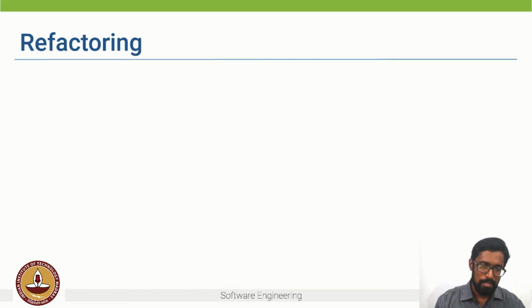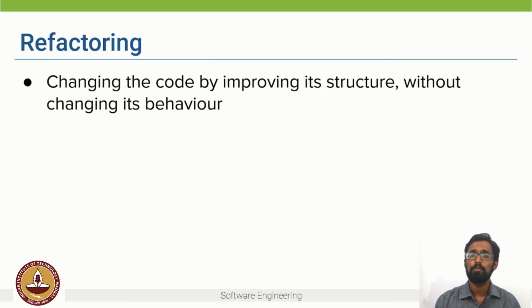So now let's say we have these code smells, right? How do you change your code such that these code smells can be removed? That can be done using the process known as refactoring. So refactoring is nothing but changing the code by improving its structure, right, without changing its behavior.